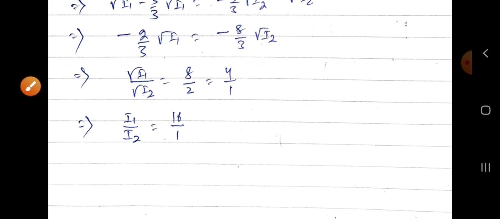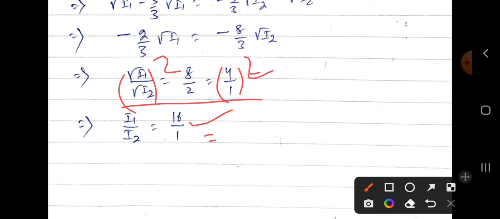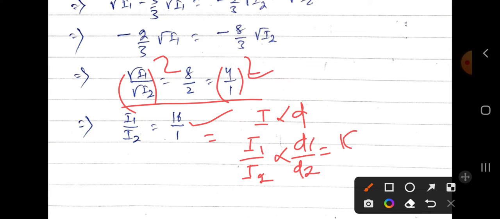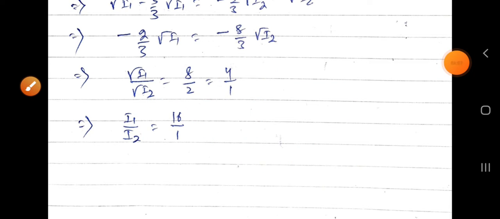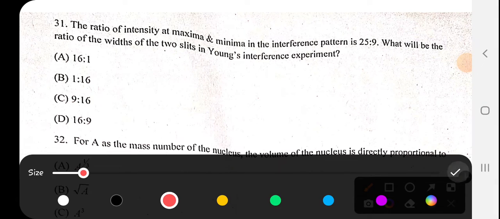After solving this I will get root I1 by root I2 equals 4:1. Therefore, squaring both sides, I1 by I2 equals 16/1. That means as I is proportional to the slit width D, I1 by I2 is also proportional to D1 by D2. So the ratio will also be 16 divided by 1, or 16:1. So here the answer will be option A, that is 16:1.